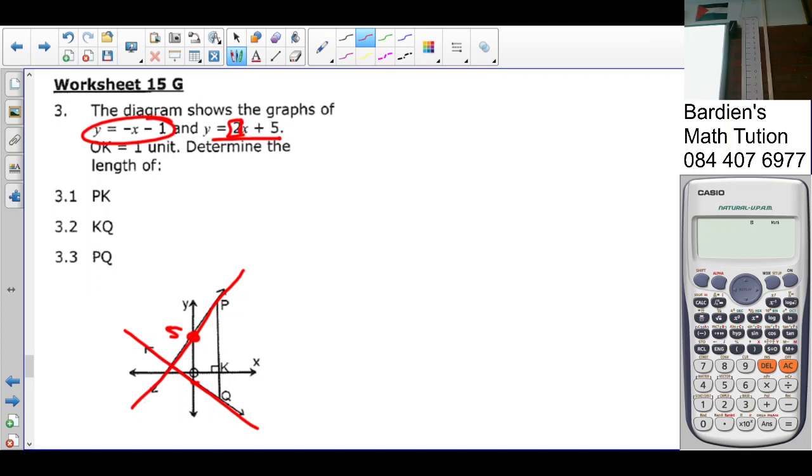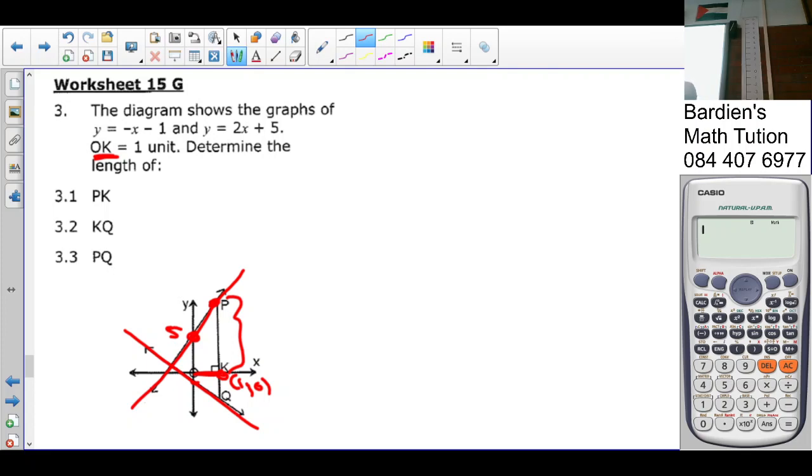Then we are told that OK is equal to 1 unit. So if OK is 1, the x value here is 1. So the K coordinate is (1, 0). You all okay with that? Determine the length of PK. So PK is from there to there. But PK is also your y coordinate on that line, given that the x coordinate is 1.